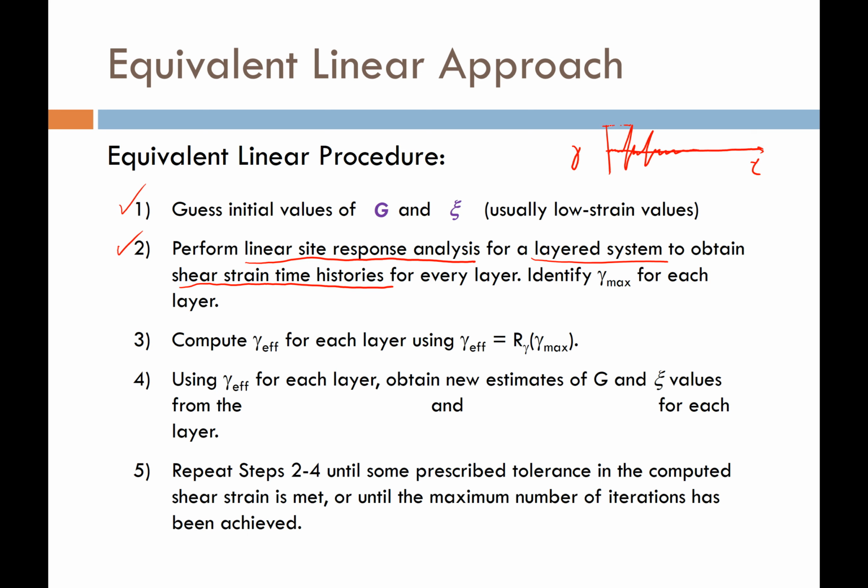So from that I can pick off my maximum shear strain, and then I can compute my effective shear strain and get an equivalent harmonic shear strain that's going to correspond to the effective shear strain. That's going to be step number 3.